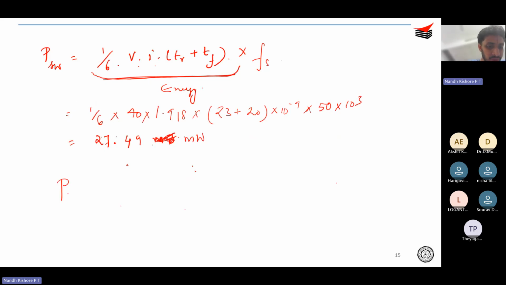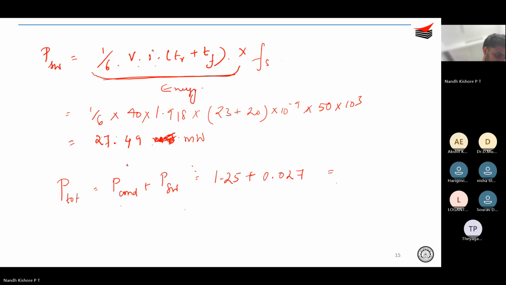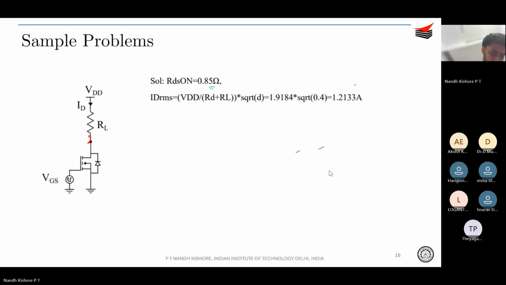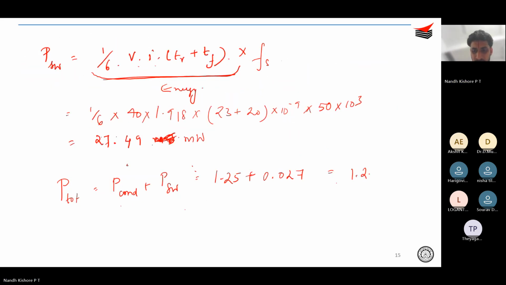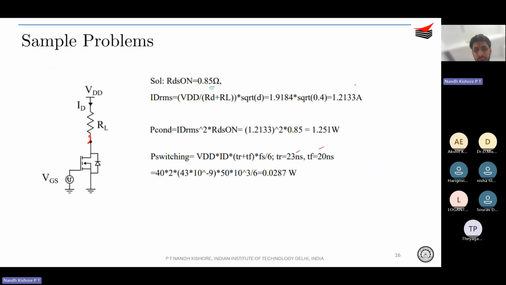So your total loss, P total, will be P conduction loss plus P switching loss. So 1.25 plus 27.49 milliwatt, which is 0.027 watts, right? So it will be roughly 1.277 watts. I think this is a pretty simple problem. Yeah, 1.28 watts. So any doubts over here in this problem?